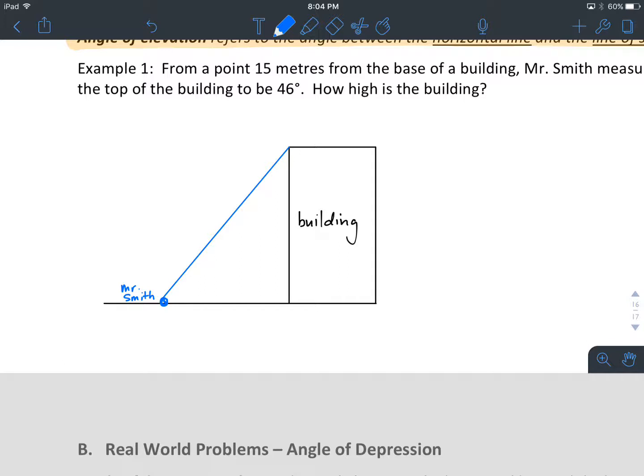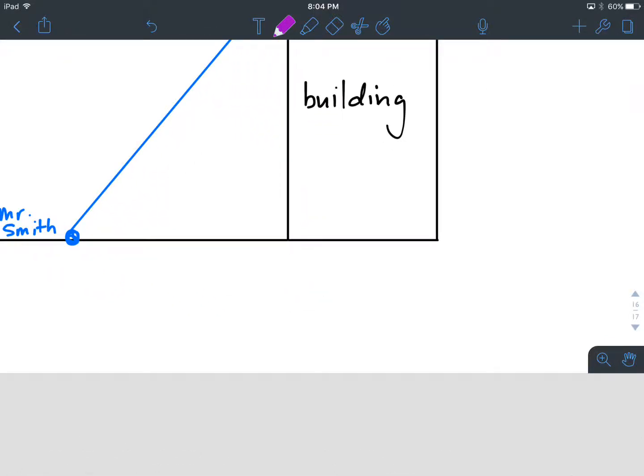Now we're going to put in pieces of information that were provided for us in the question. So for example, from a point 15 meters from the base of the building. So there's the base of the building, which is the bottom, and there's me. So that's going to be 15 meters from the base of the building. That's this distance right here. So there's our 15 meters right there.